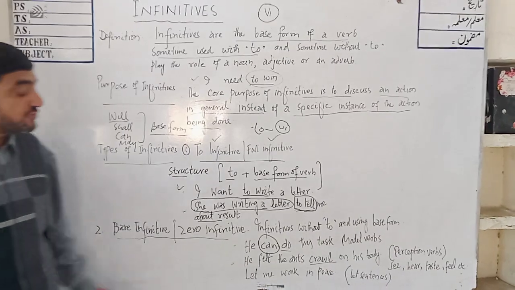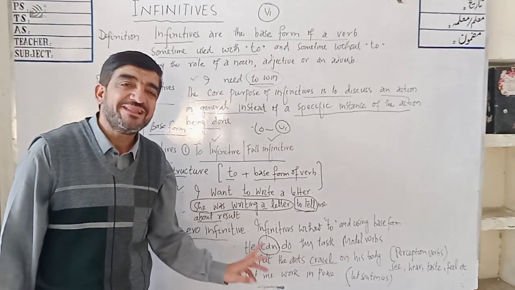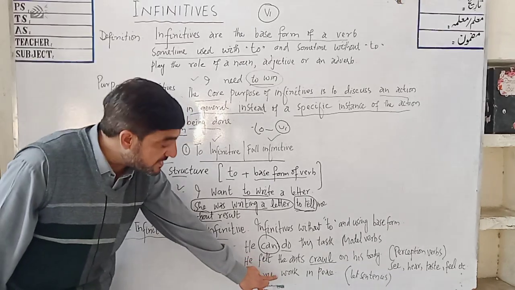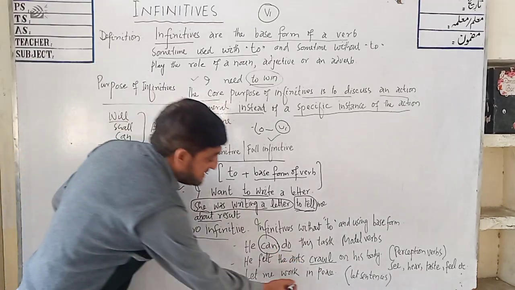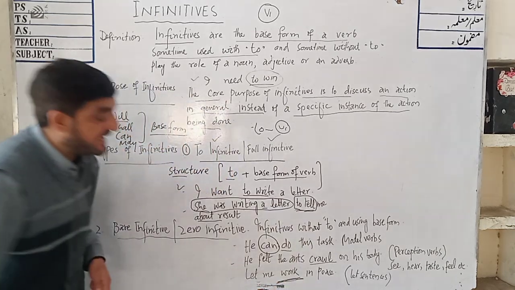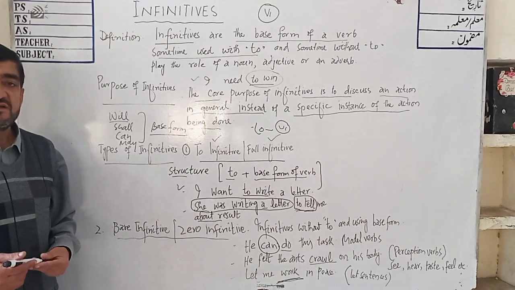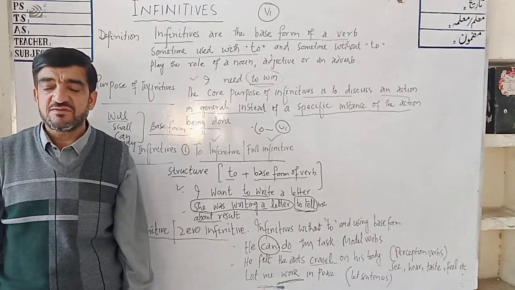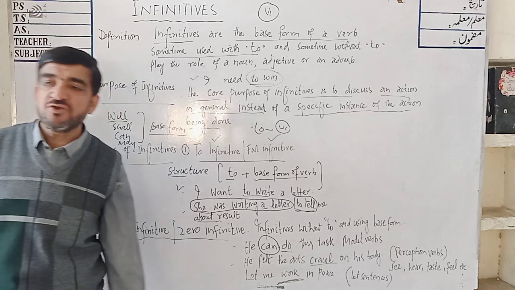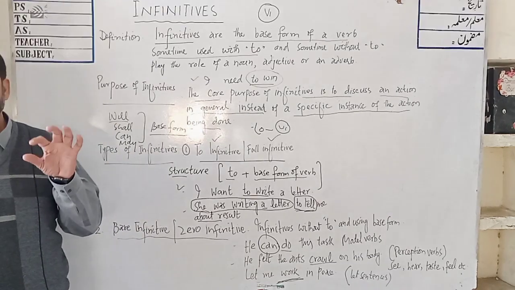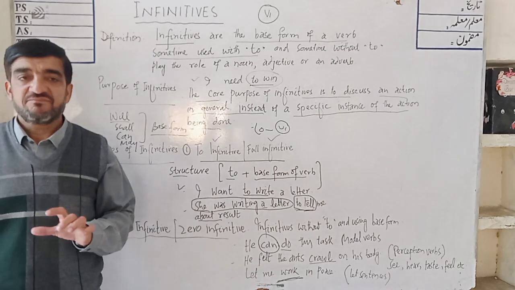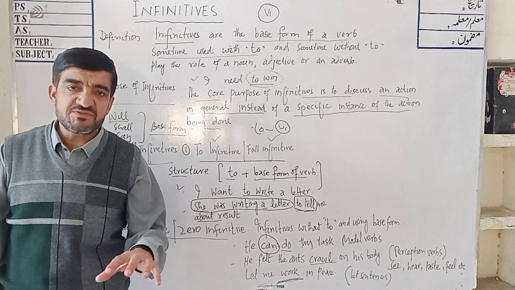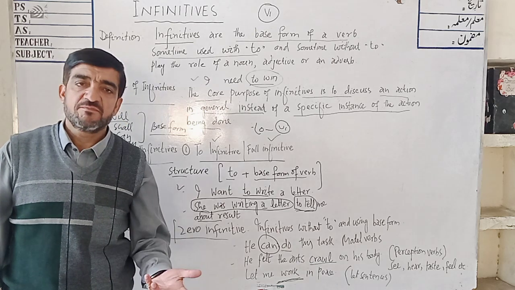Zero infinitive is also used in sentences which are beginning with let. Let me work in peace. This work is known as zero infinitive. So dear students, this was related with infinitives, and in the next video we will discuss about infinitive phrases. Phrase means the group of words without subject and without verb.